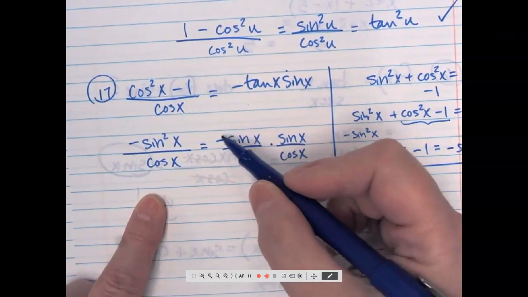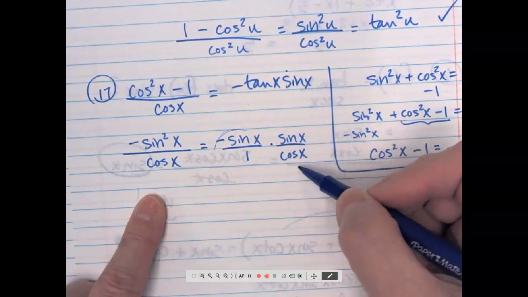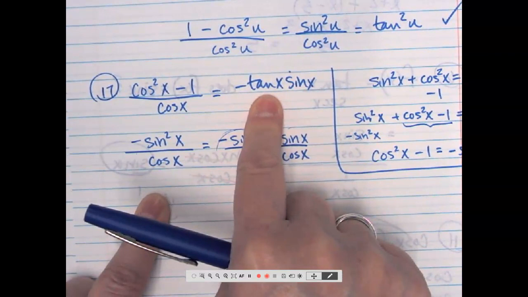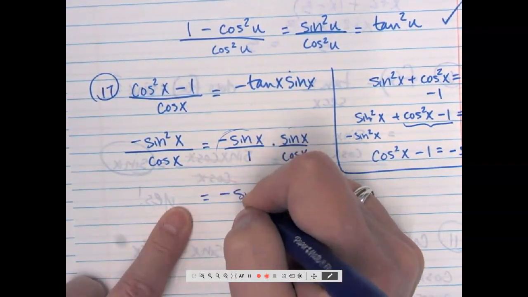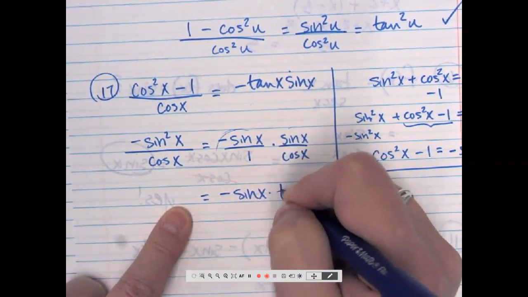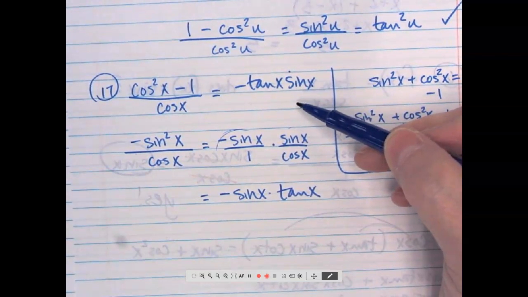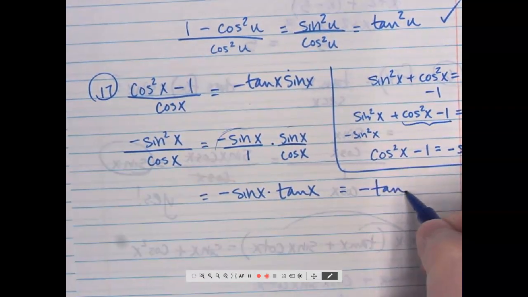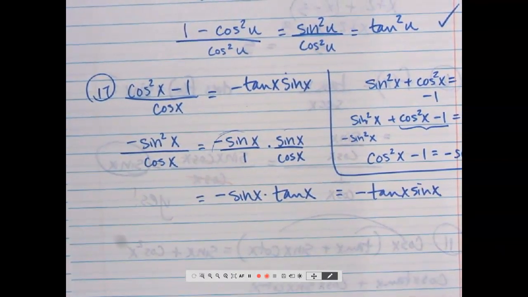So, what is this equal to? Just negative sine. And what is this equal to? Tangent. Keep looking back at what you want. So this is negative sine times tangent, which, because multiplication is commutative, is the same as negative tangent sine. Good.